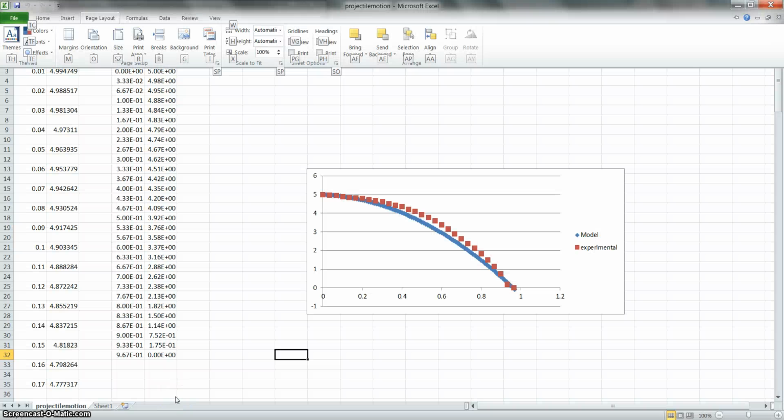I had my code spit out the model data, which is this data on the left, and then I also got the data from Tracker, and I graphed both of them. So here you can see that the model is the blue and the experiment is the red, and that they are very similar, and that they start at 5 meters above the ground and they both end at 0. So they're extremely similar, and the only difference would be the slight difference caused by the force of air resistance, which I didn't account for in my model.